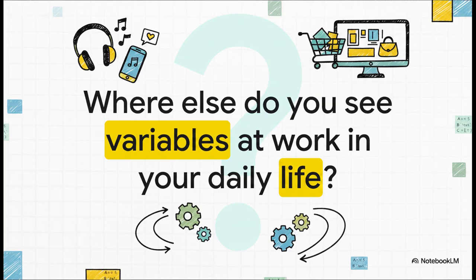When your music app recommends a song just for you, or a shopping site remembers what's in your cart, that's all powered by variables storing your own unique information. So my question for you is, where else do you see variables at work?